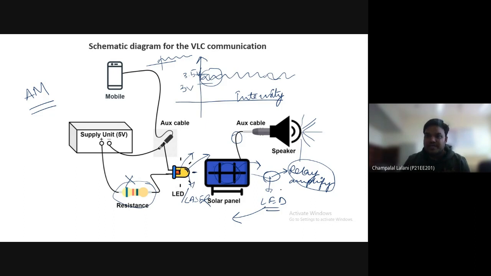So if that gets published, then I will show you that paper also, how I have made a relay, and I will make a video on that. I have submitted it in a conference paper. If it gets accepted, then I will show you how I have made the relaying and amplifying circuits.